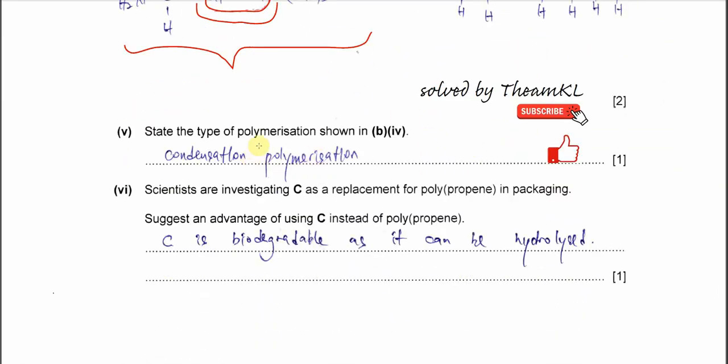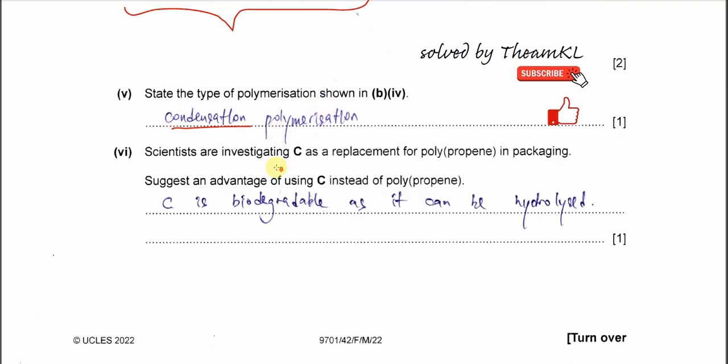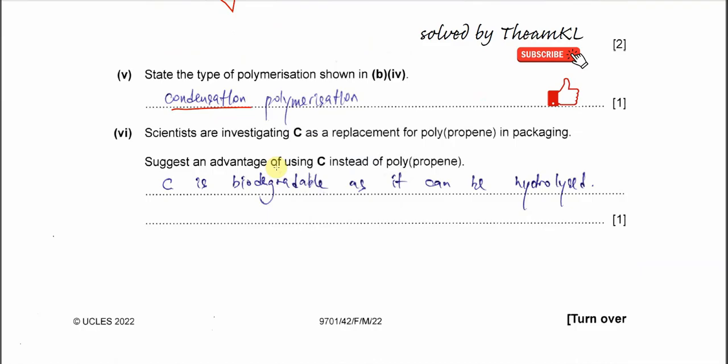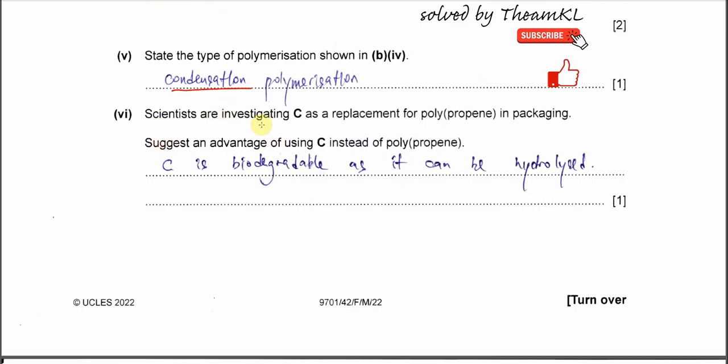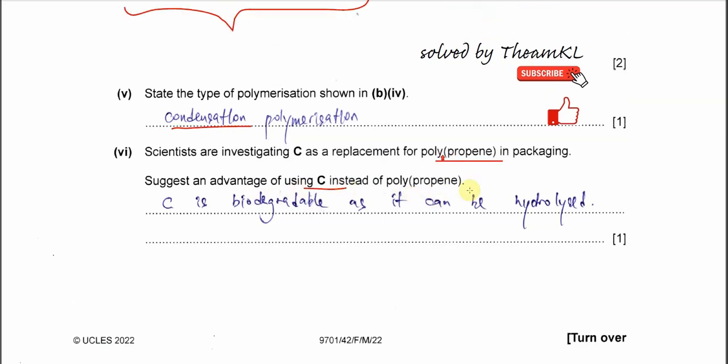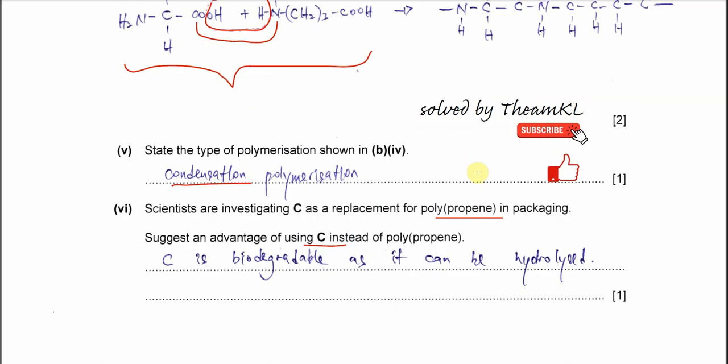Part 5. State the type of polymerization for this part 4. Okay, it's a condensation polymerization. Very easy. And next one, scientists are investigating C as a replacement for the polypropylene in the packaging. Suggest an advantage of using C instead of polypropylene. Polypropylene, we know that is just a hydrocarbon, no carbonyl group there, so therefore it's hard for this polypropylene to decompose. So it's not really that environment friendly because it is hard to decompose.